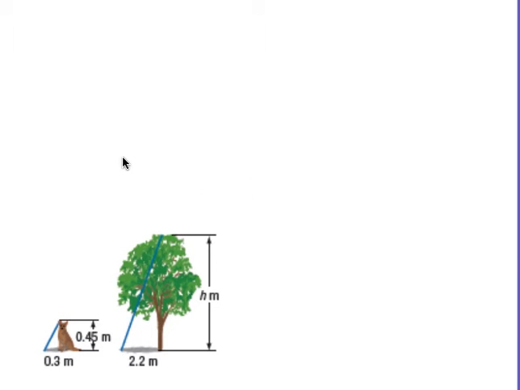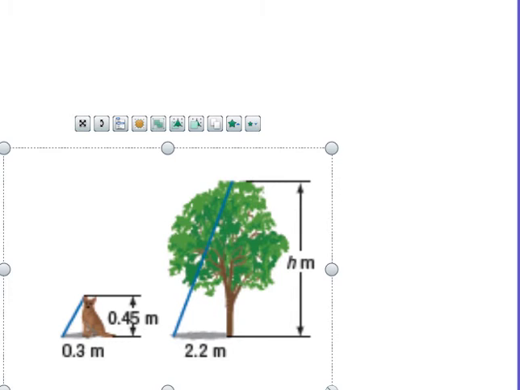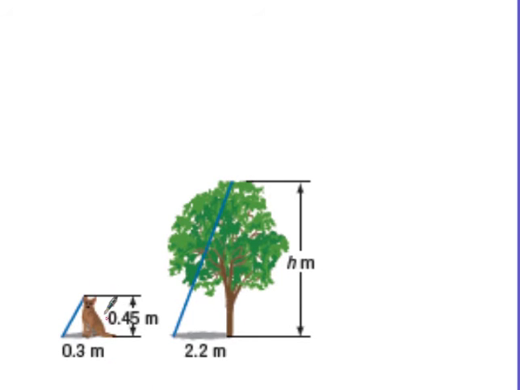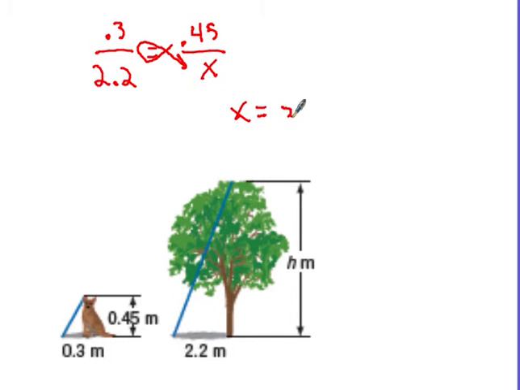All right, we've got some more shadows here. This cat or dog or whatever it is, and a tree. So what two things correspond? 0.3 and 2.2. The shadows correspond, so 0.3 over 2.2 equals 0.45 over x. 0.45 times 2.2 divided by 3. How much? 3.3. No, meters. 0.33. Okay, that would have to be.